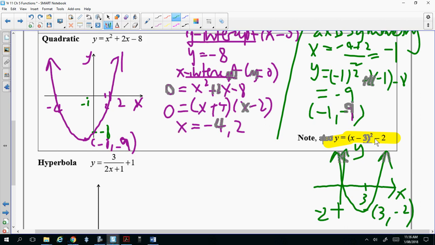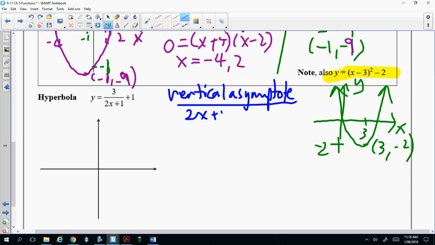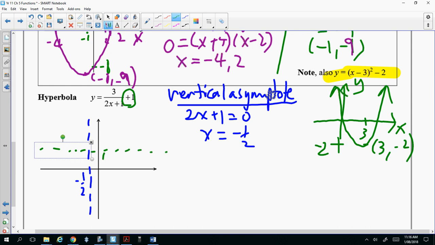How do you draw a hyperbola? You have to find the vertical asymptote. How do you find the vertical asymptote? You make the denominator 0, which gives x equal to -half. That's your discontinuity as we learned earlier. What else? It's been shifted up 1 unit, which is your horizontal asymptote. And then I think it's positive, so it's going to look like this. There you go, that way.